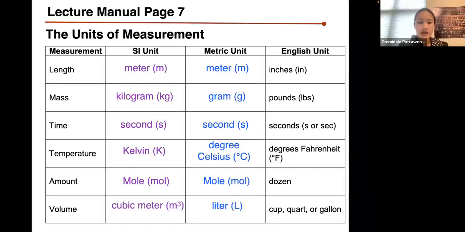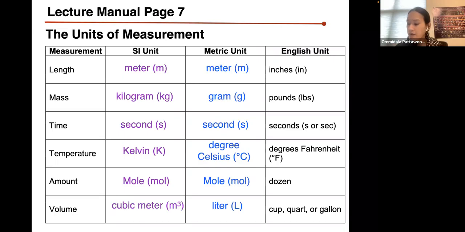Volume is cubic meter for the SI unit, liter for the metric unit, and for the English unit it can be cup, quarts, or gallon. My expectation for you is that if I give you any of these units, you need to be able to tell me what it describes. Vice versa, if I give you, for example, mass, you need to know the appropriate unit for mass.